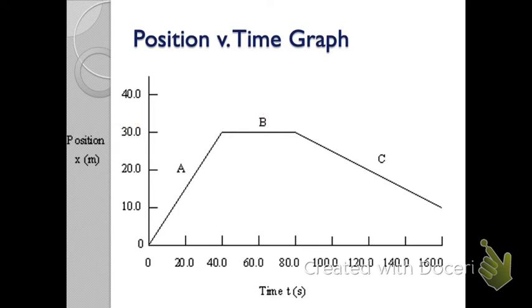Okay. In which part, A or C, do I have a larger velocity? Which part am I going faster, in part A or part C? A. And how do we know that? Because the slope, it's got a steeper slope, okay?